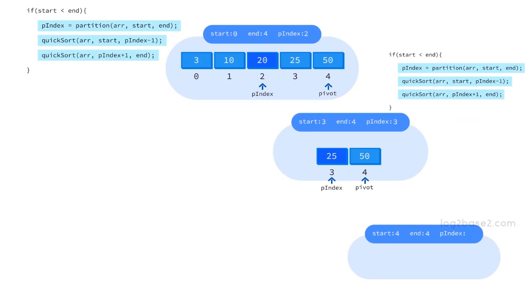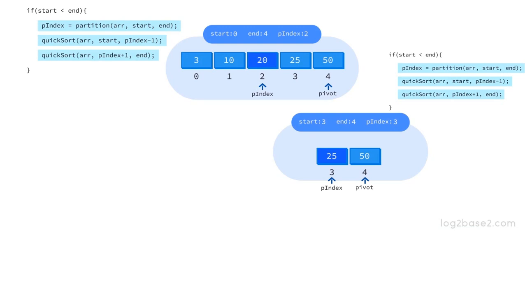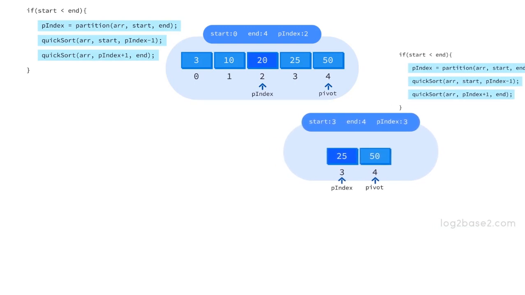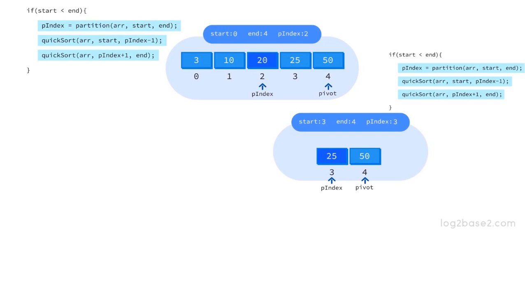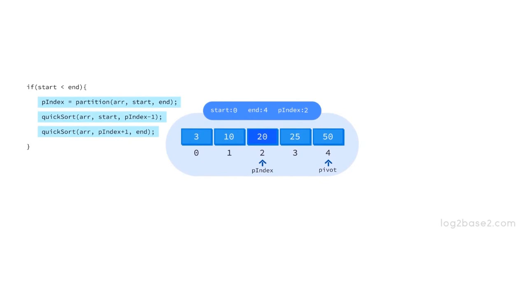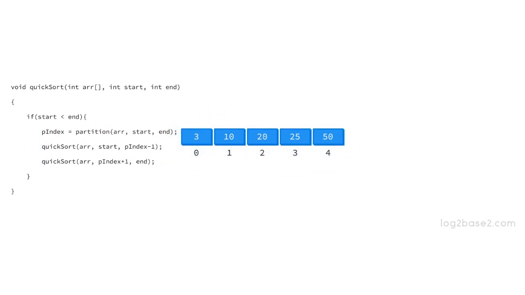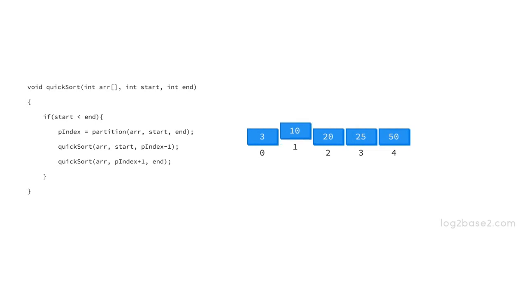So in this sub-array, start and end is equal to 4. So there is only one element, so if start less than end condition will fail. So this recursive call also will not be executed. Now this quicksort function has also finished its task. So control will reach the main quicksort function. And here it is also completed its execution. And finally, the array is sorted now using the quicksort algorithm. The sorted array elements are 3, 10, 20, 25 and 50.